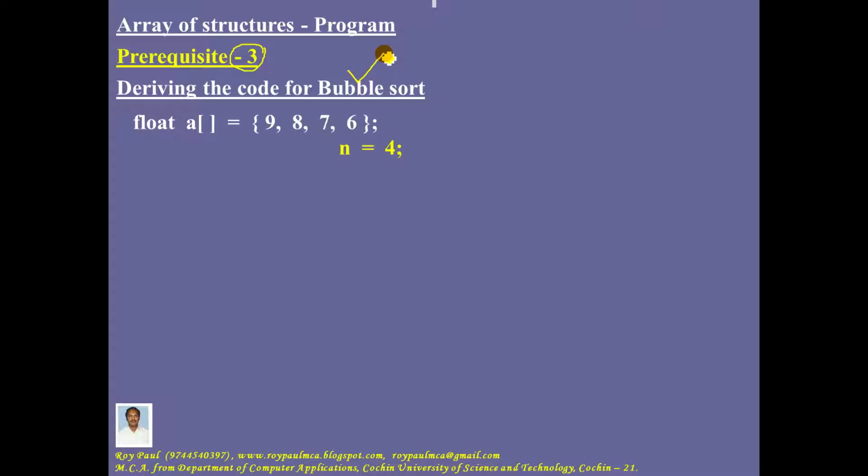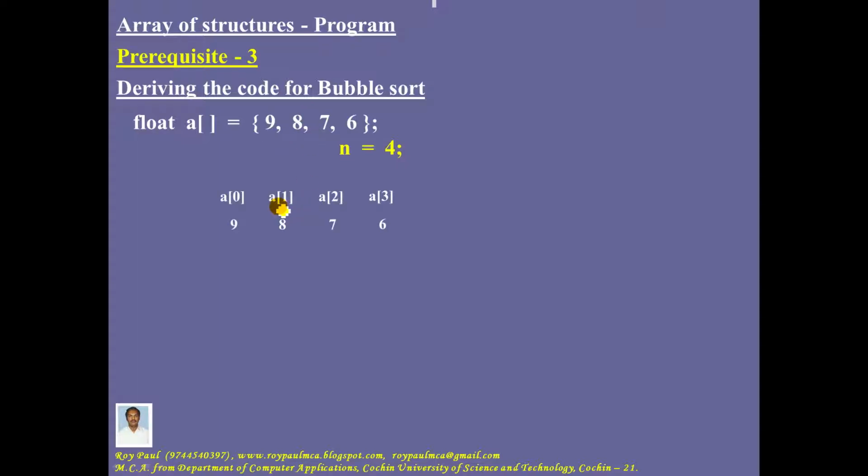An example taken. You consider a floating point array with 4 elements 9, 8, 7 and 6. So here the number of elements taken is 4. The array is already in descending order. Using bubble sort, I am going to sort the array in ascending order. So using this example, I am going to derive the code for bubble sort.